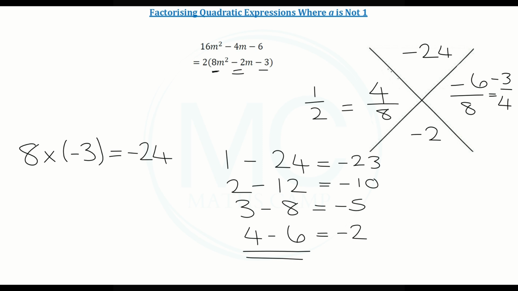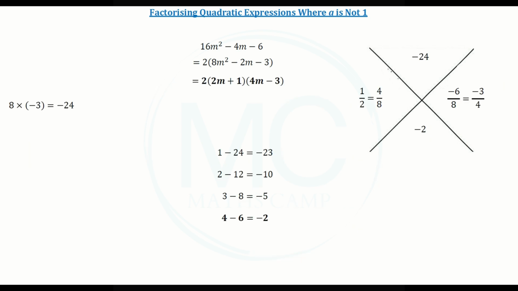Now we can fill in our brackets. So we don't forget the 2 outside, so we say 2, open bracket. Our denominator is 2, so we get 2m. And our constant is 1. Close the bracket, open the new bracket. On this side, the denominator of our fraction is 4, so we get 4m. And the constant is negative 3. Let's clean this up a little bit.